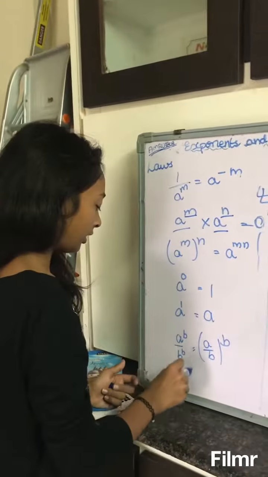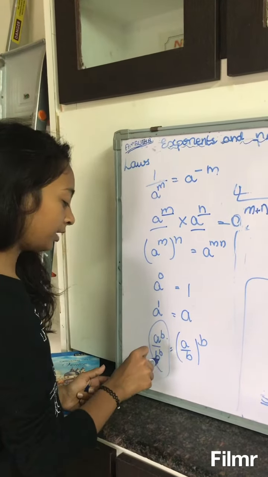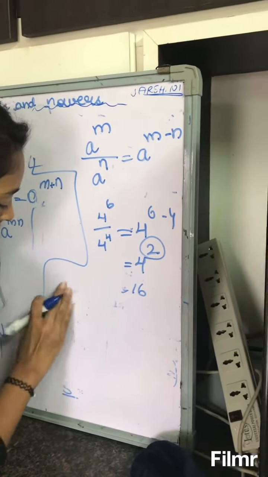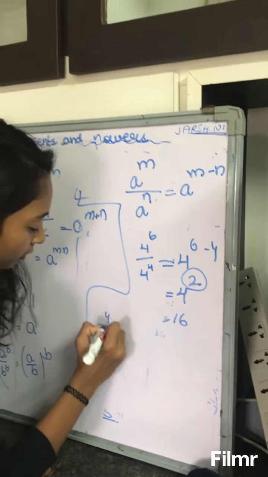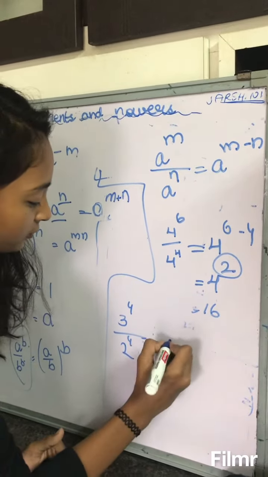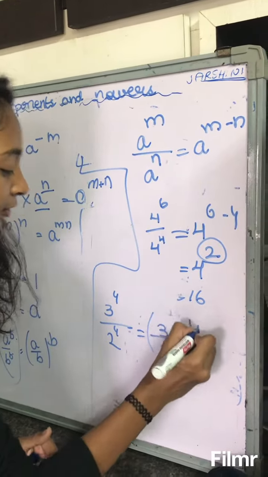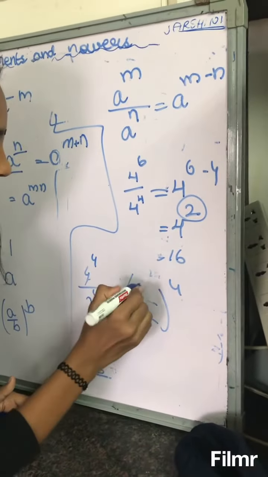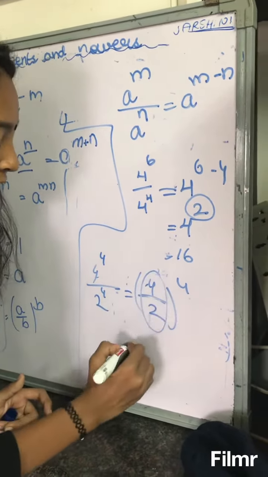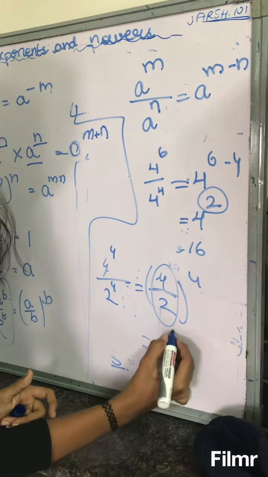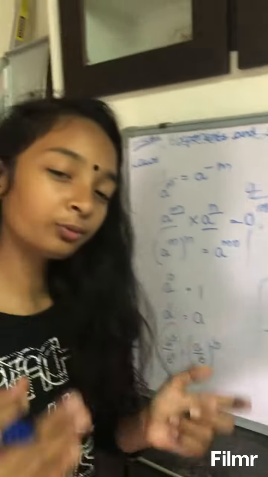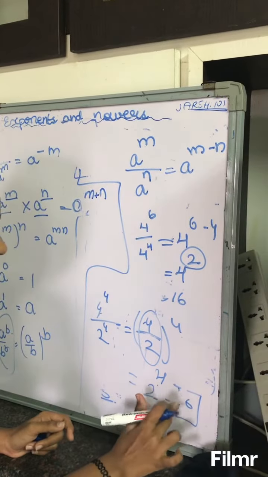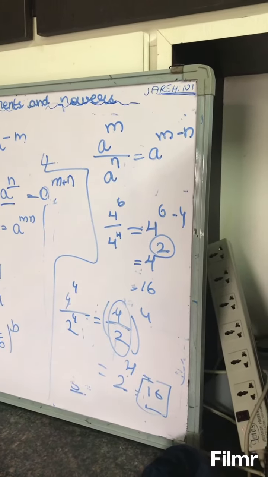Now, a to the power of m divided by b to the power of m is equal to a by b whole to the power of m. For example, 4 to the power of 4 divided by 2 to the power of 4 is equal to 4 by 2 whole to the power of 4. First you divide 4 by 2, that is equal to 2. 2 to the power of 4, 2 into 2 into 2 into 2, is equal to 16. It's enough.